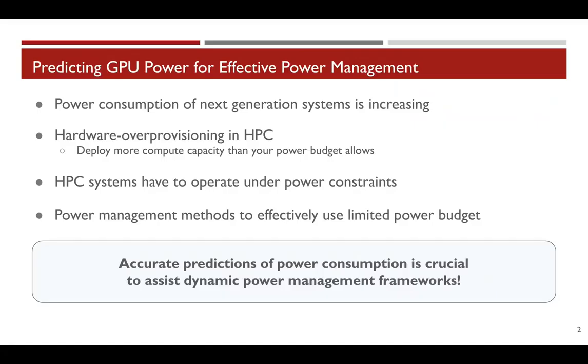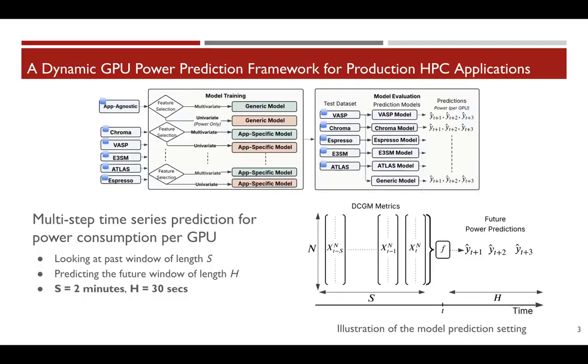Power consumption of next generation HPC systems is increasing, and there is a common trend of hardware over-provisioning in HPC, such that you deploy more compute capacity than your power budget allows. In such cases, HPC systems have to operate under power constraints, and we need power management methods to effectively use the limited power budget. In this context, accurate prediction of power consumption is crucial to assist those dynamic power management frameworks.